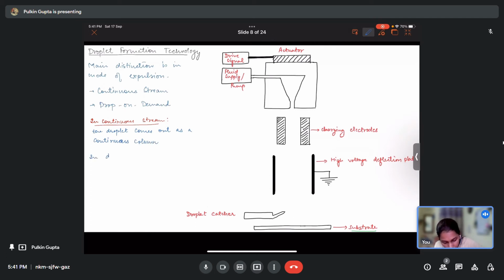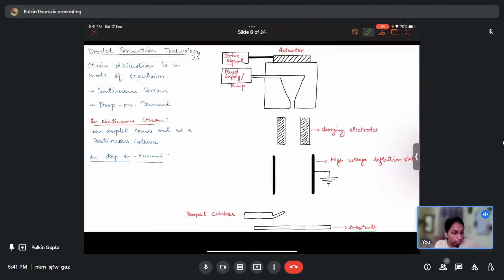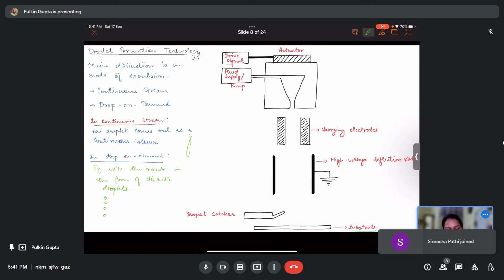Whereas in drop on demand, the liquid exits the nozzle in the form of discrete droplets. Okay, so this is the continuous column and this is discrete droplets. Now this is the schematic for a continuous stream droplet formation.